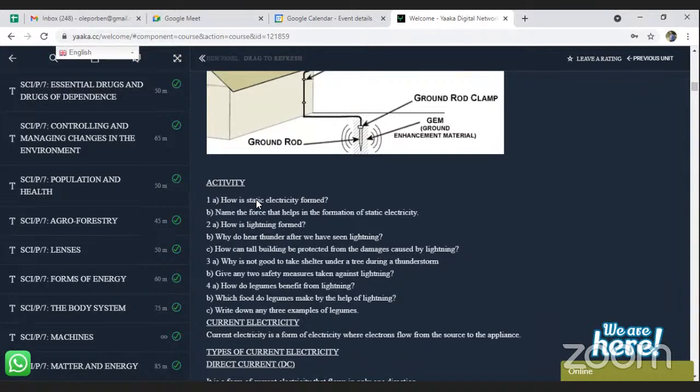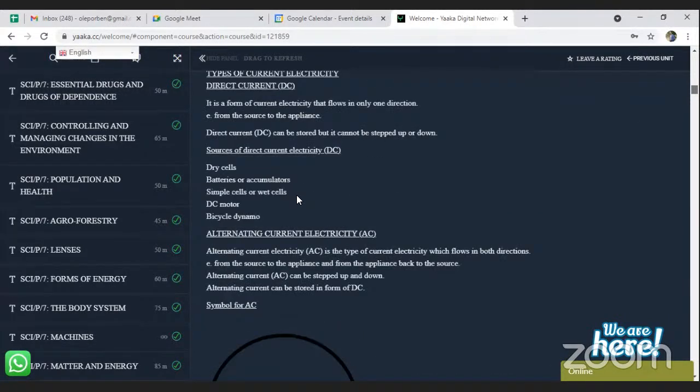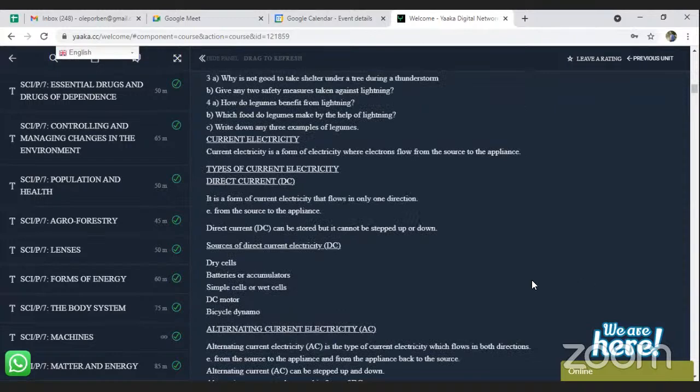So here, how is static electricity formed? You simply say by rubbing two insulators together. Name the force that helps in the formation of static electricity. You simply say friction force. How is lightning formed? So all these questions are there. So if you write the other work, you will be able to answer all these questions. As simple as that. And then after that, you will start with current electricity.